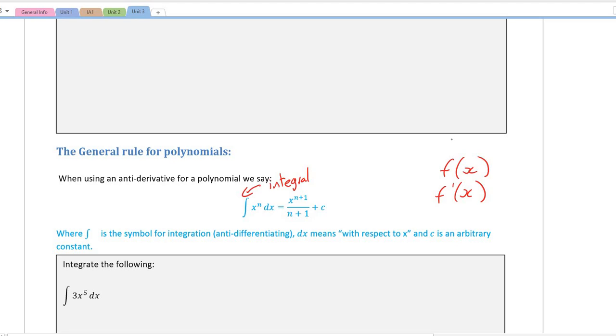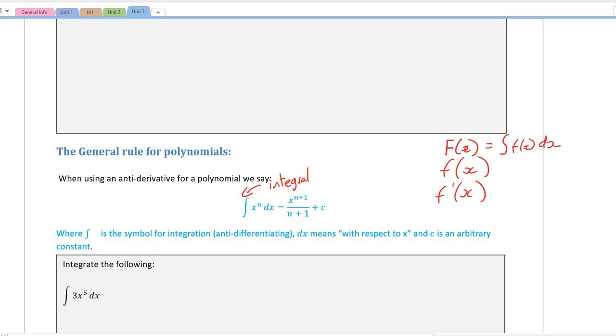No. This is just another weird terminology thing. If you ever see capital F of x, that means the integrated function. So I'm just going to make a little note there. Capital F of x equals integral of f of x.